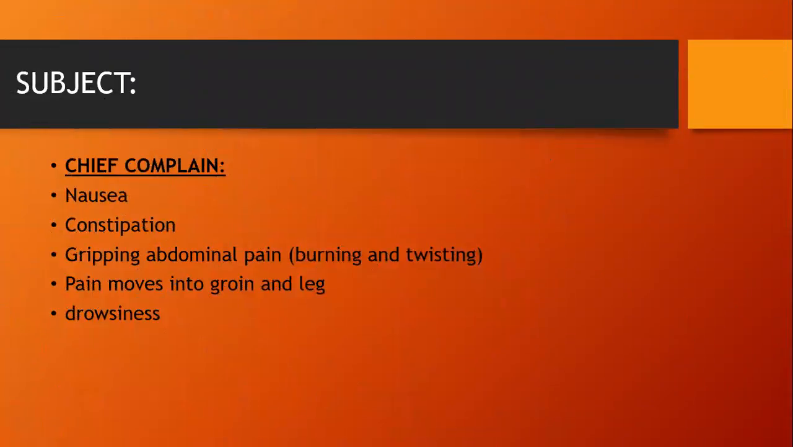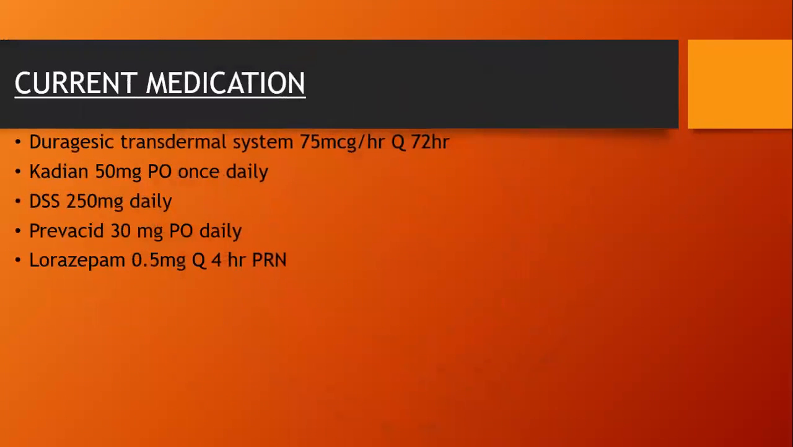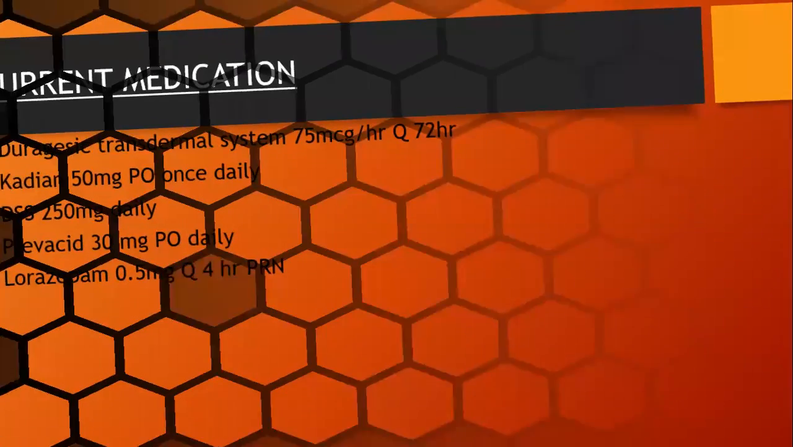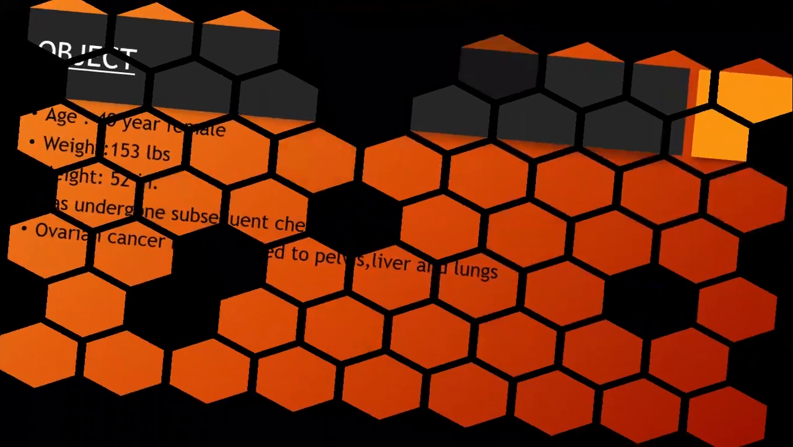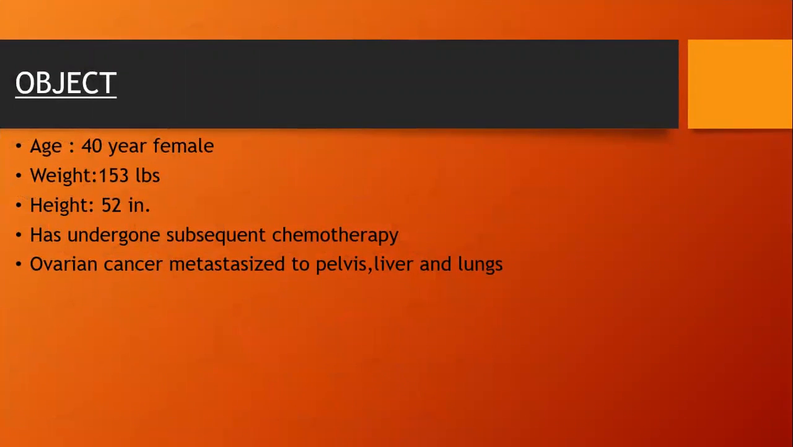So the main chief complaints of the patient are nausea, constipation, gripping abdominal pain, which she characterized as burning and twisting, and the pain is also moving into her groin and leg, and drowsiness. The medications that she has been taking are the fentanyl transdermal system, Kadian, DSS, Prevacid, and lorazepam. The patient is a 40-year-old female. Her weight is 153 lbs. Her height is 52 inches, and she has undergone subsequent chemotherapy, and her ovarian cancer has metastasized to pelvis, liver, and lungs.